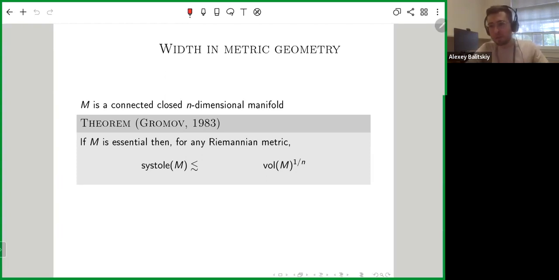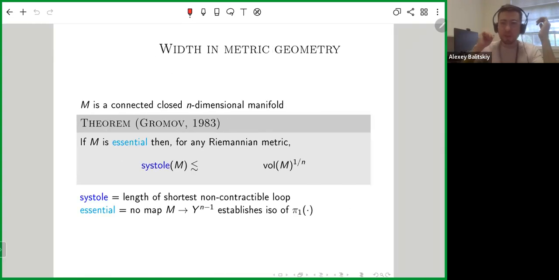So one major piece of motivation for the study of the Urysohn width, before it became an interesting invariant on its own, goes back to Gromov's work, Filling Riemannian Manifolds, from '83, which proves the very famous systolic inequality. It basically bounds a certain invariant of a Riemannian manifold in terms of its volume. And so here's what it says.